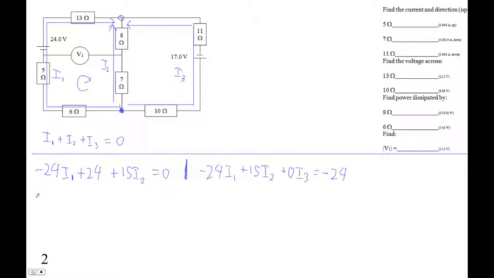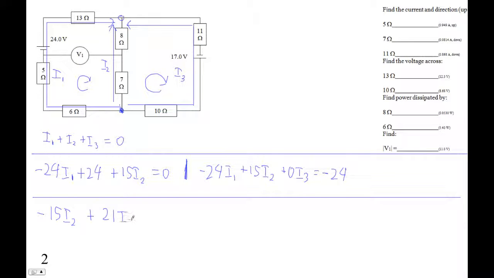Now let's go do a loop on this side. I'm going downstream, and I've got a 7 and an 8, but they're both I2, so I'll combine them right away. That's 15, so minus 15 I2. Here we go: it's an 11 and a 10 I3, so that's 21 I3, but I'm going upstream, so plus 21 I3. Then I'm going from negative to positive through the 17, so plus 17, and I'm back.